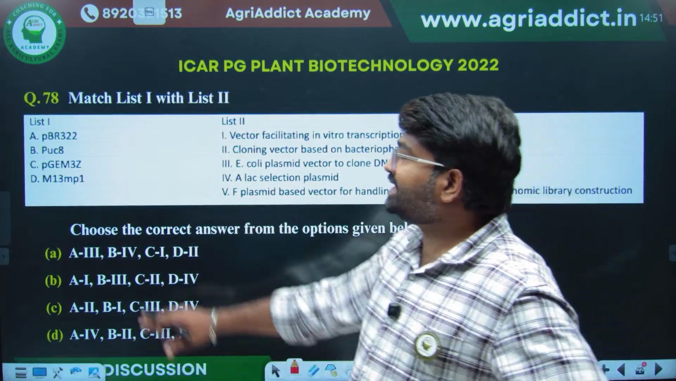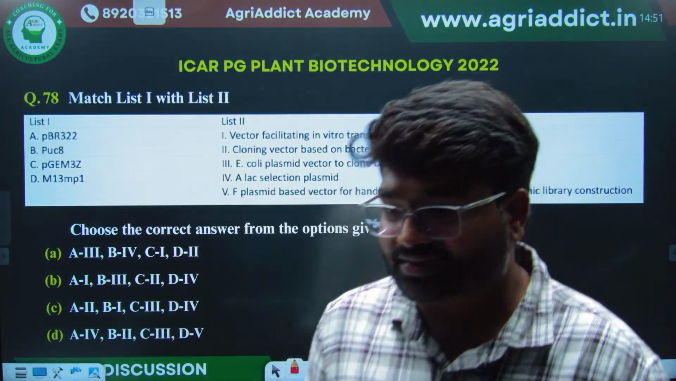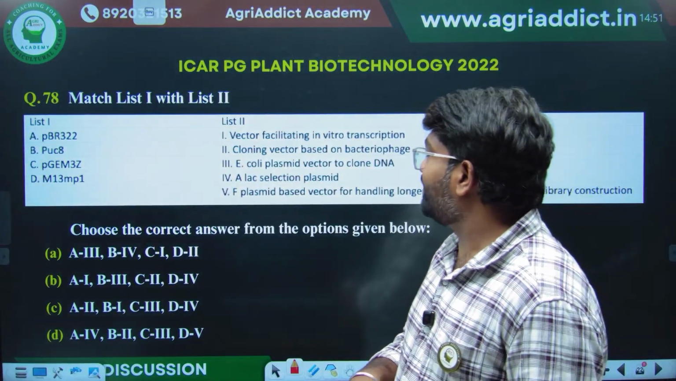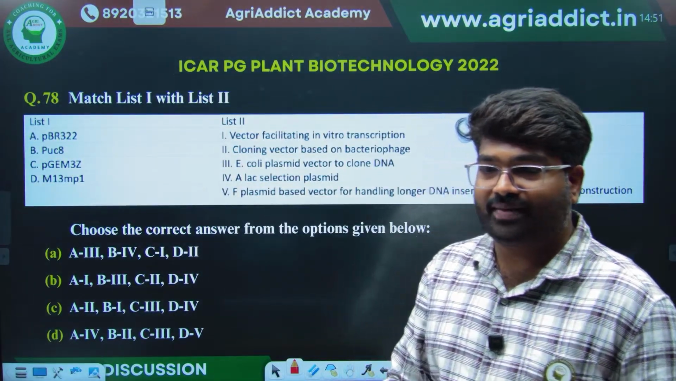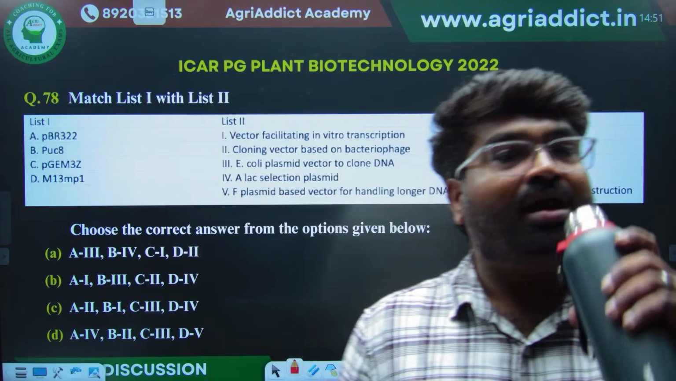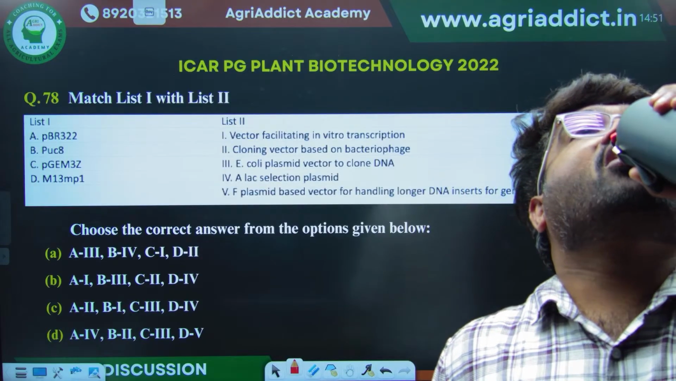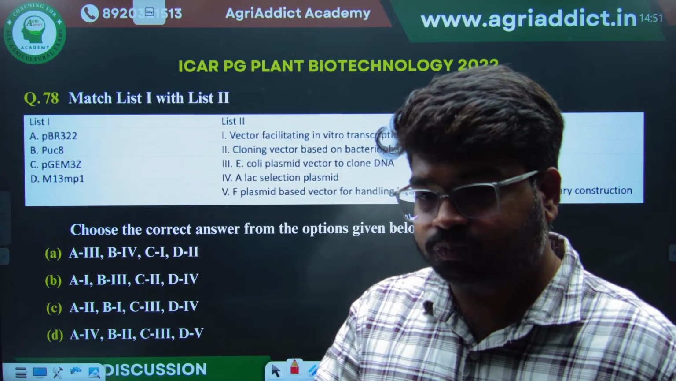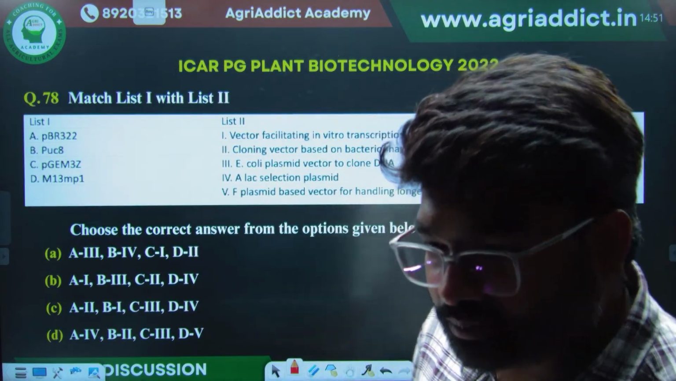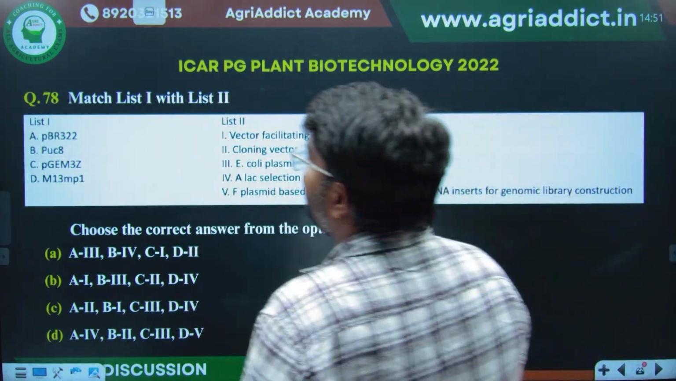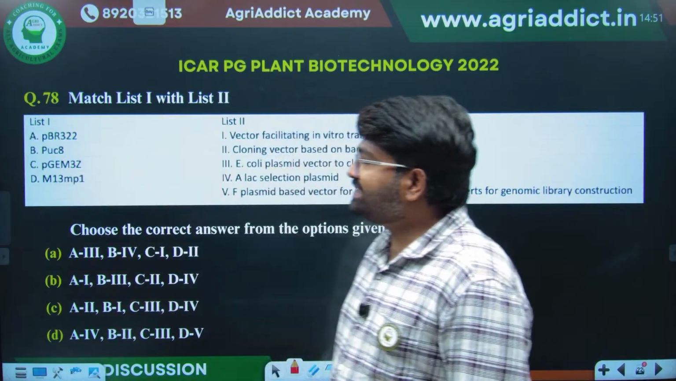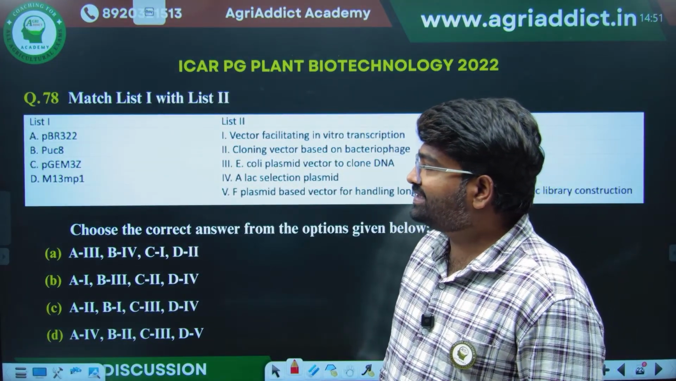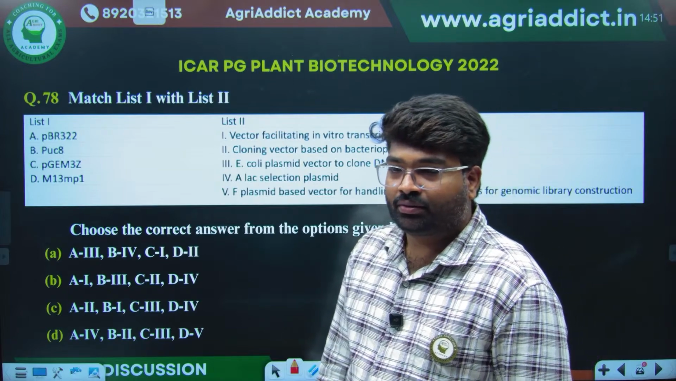Next question. They have given different cloning vectors. We have to match them with the following. Match and let me know the answer. pBR322, Plasmid University of California, pGEM-3Z and M13mp1. What will be the answer?